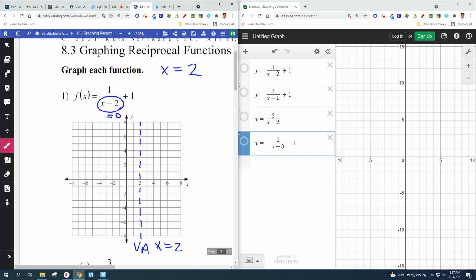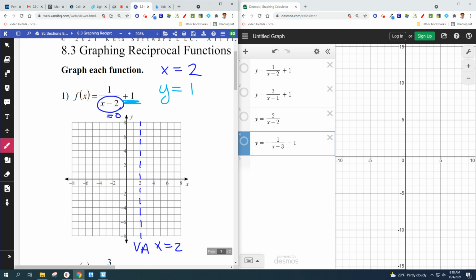All right, so go ahead and do that. Then the other thing we want to do is underline this other number over here, plus 1. What that's going to do is shift the graph up 1, and that's going to be a y equals asymptote. Y equals that number. I don't have to do the opposite or anything like that. I just do whatever that number is.